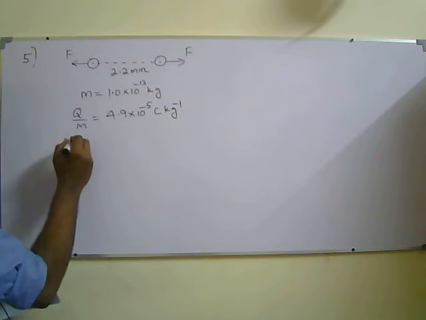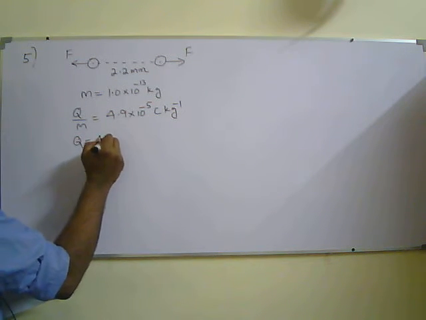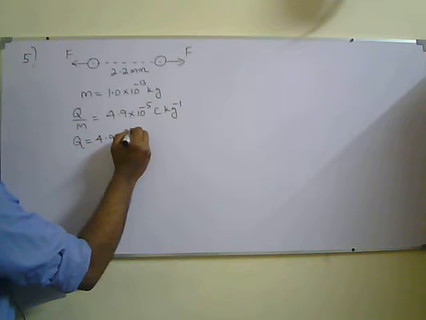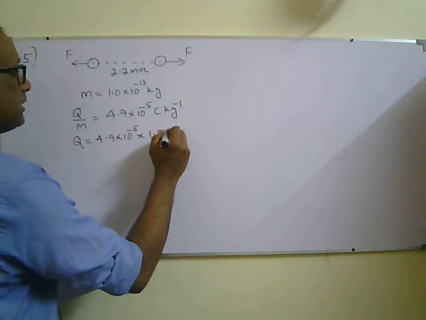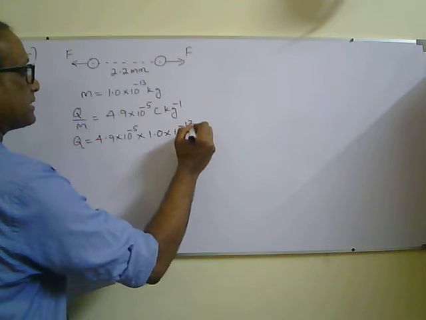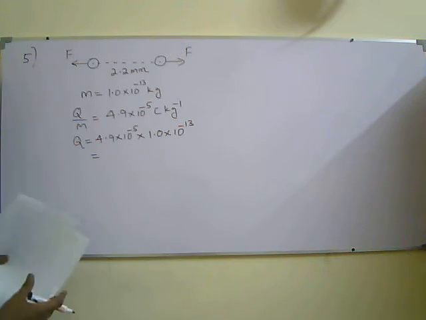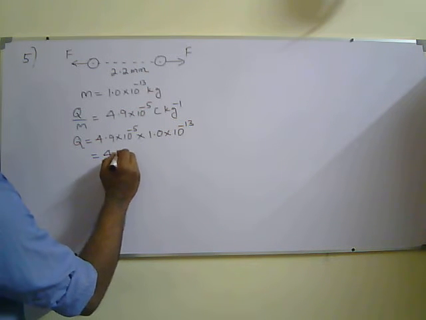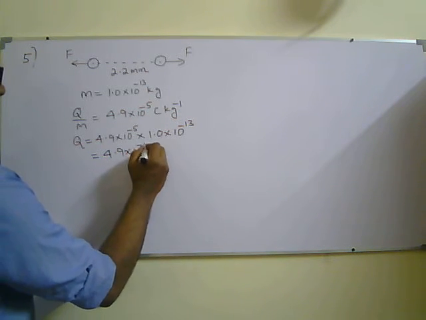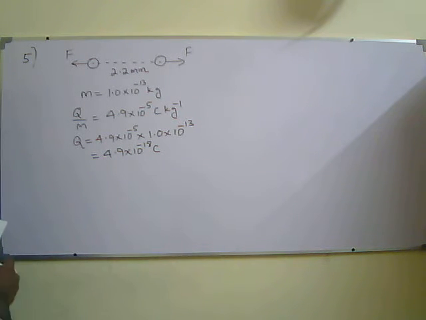So cross multiply. The charge of an oil drop is 4.9 × 10^-5 times mass. Mass is 1.0 × 10^-13. So I will get the value for the charge of it. So the charge of an oil drop will be 4.9 × 10^-18 Coulomb.